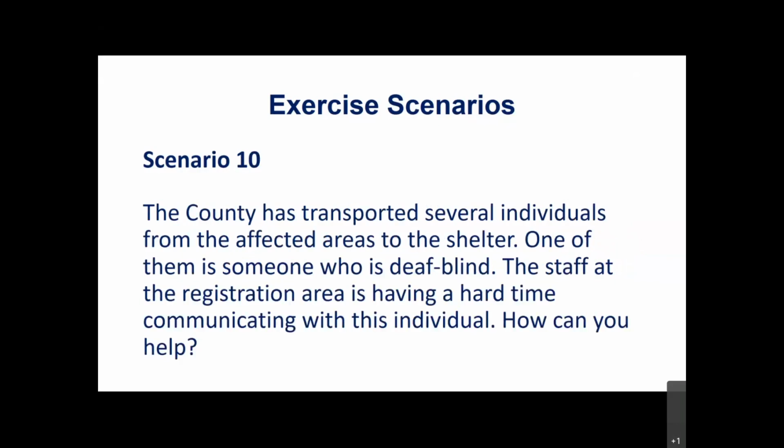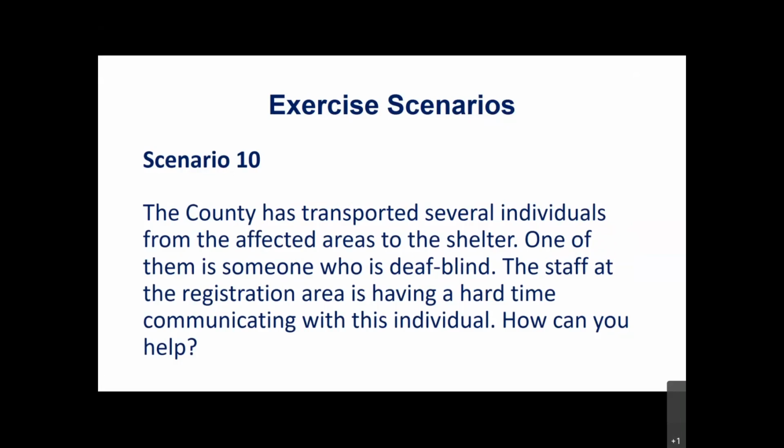Scenario 10. The county has transported several individuals from the affected areas to the shelter. One of them is someone who is deafblind. The staff at the registration area is having a hard time communicating with this individual. How can you help? They suggested the Show Me communication tool, depending on the level of blindness. That's a good one, especially if you have it on electronically, because you can make it bigger. That might help.